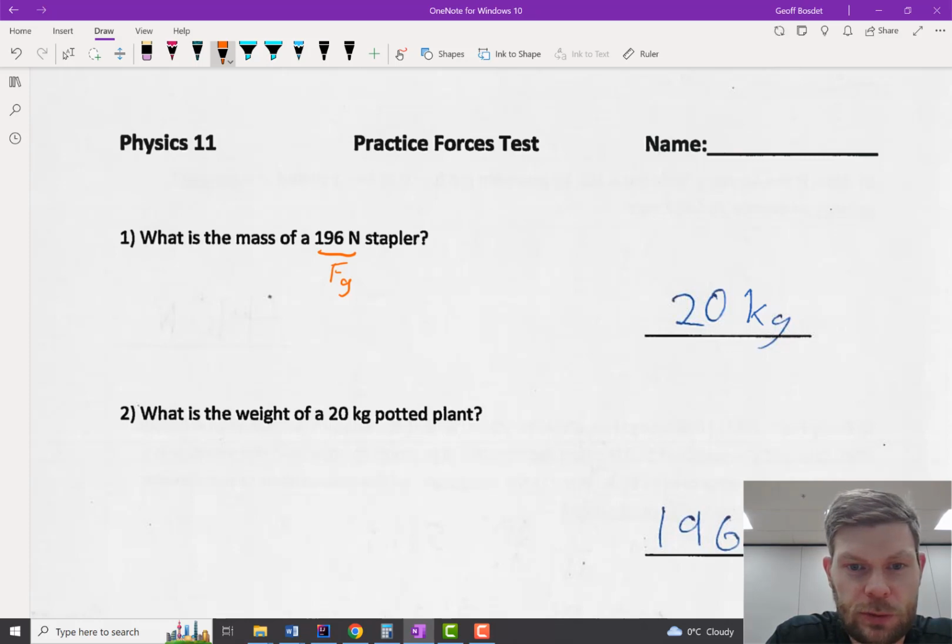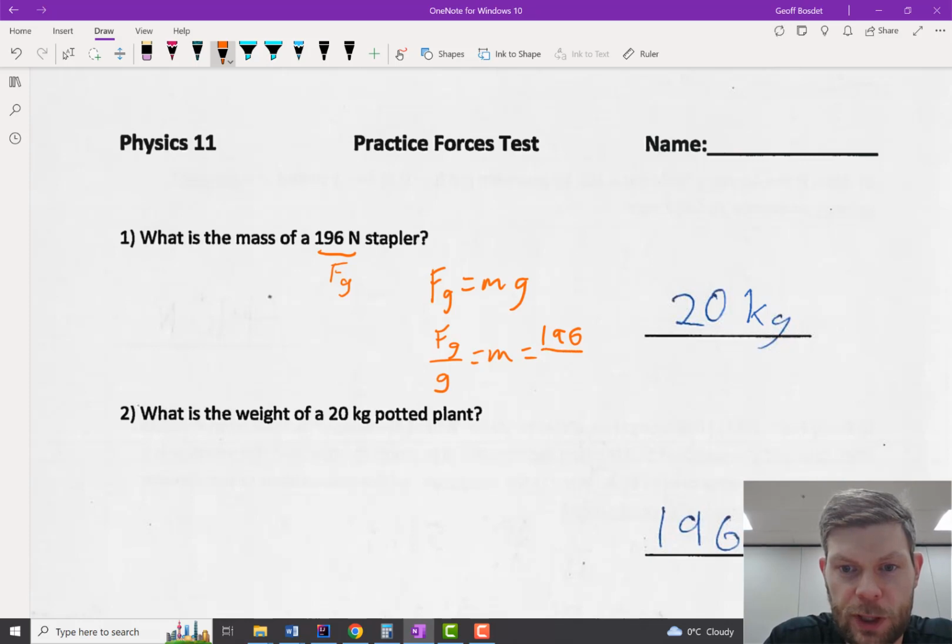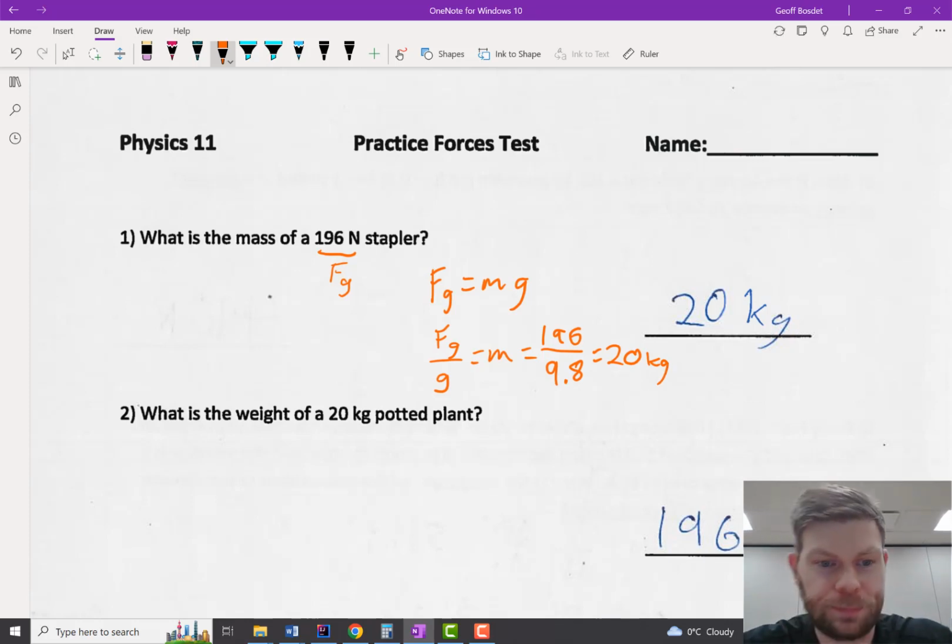And as we all know, force of gravity equals m times g. And if we rearrange that, divide both sides by g, we got Fg divided by g equals m. Or in this case, 196 divided by 9.8 gives us 20. So that's how you do the first one.